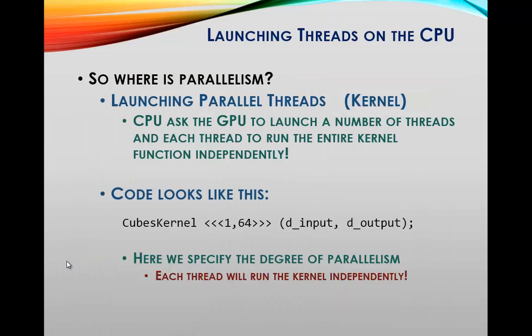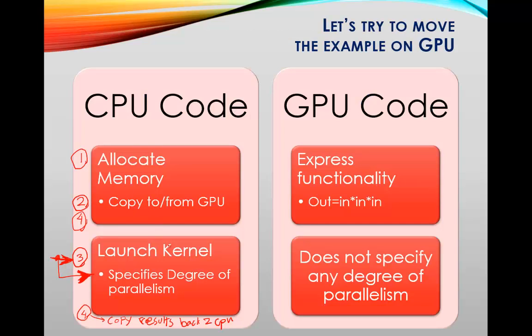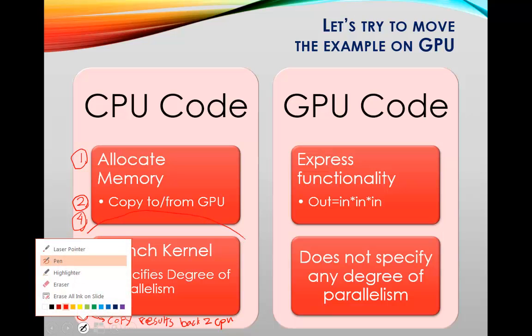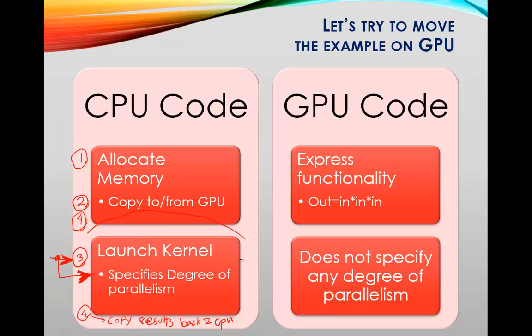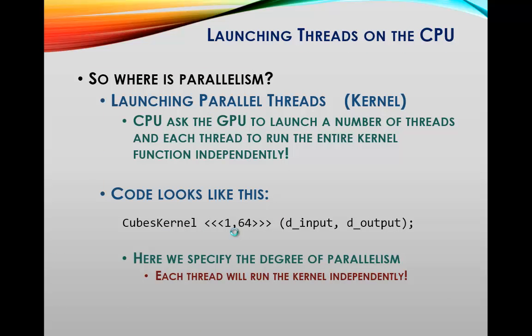Now, as I said, to specify the degree of parallelism, which is this item here, to launch the kernel and specify your degree of parallelism, we would invoke the threads of execution on the CPU side. So where is the parallelism?